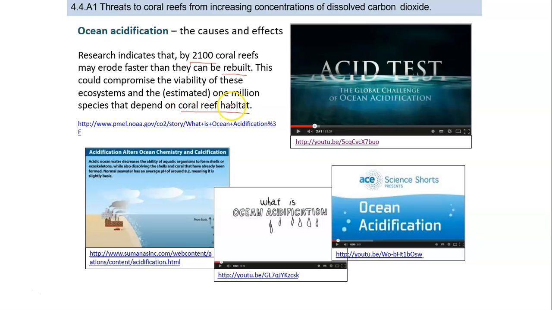Why coral reef? Because they are made by calcium carbonate, and acidification means the increased level of carbon dioxide in the ocean will finally create the acidity of the ocean, which is not good for the structure of the calcium carbonate inside the coral reefs.